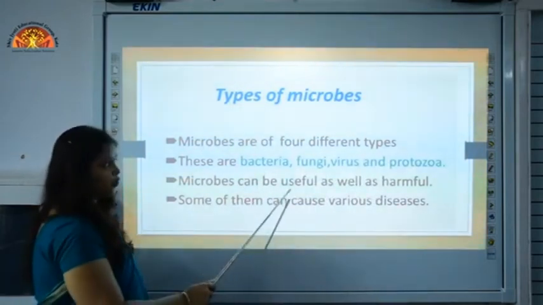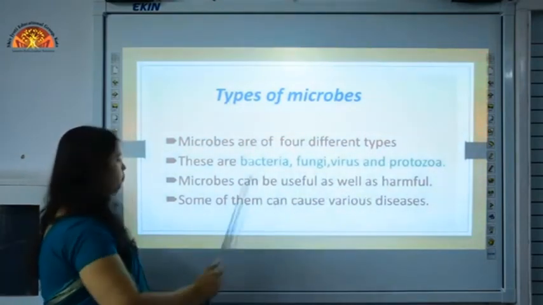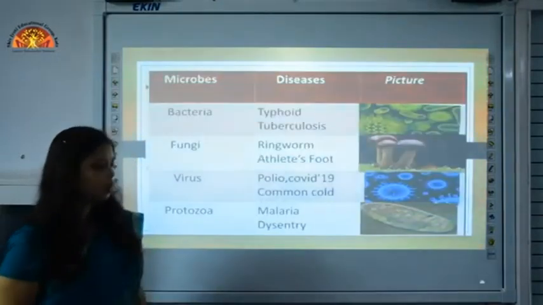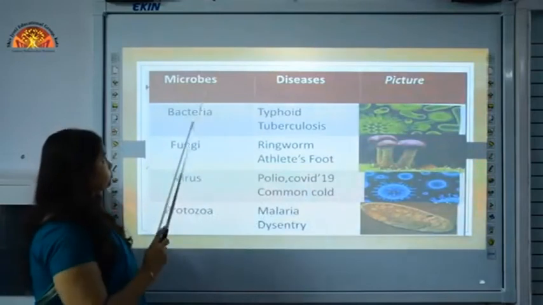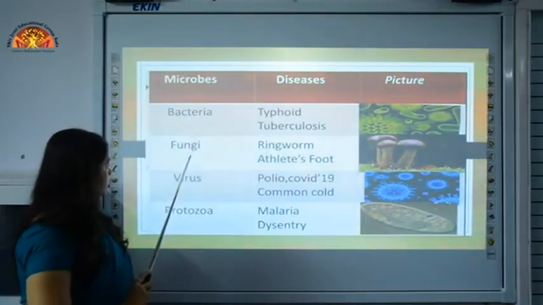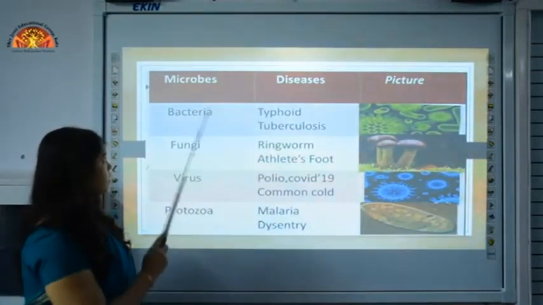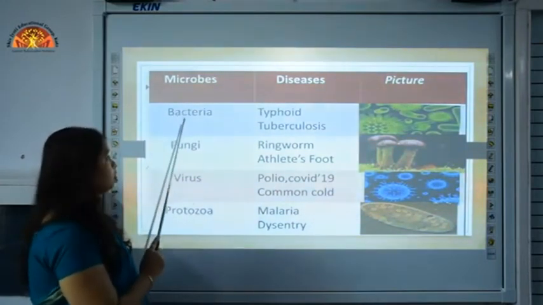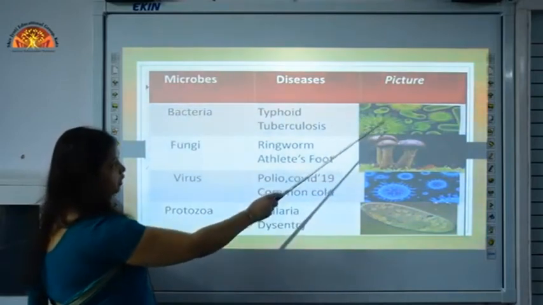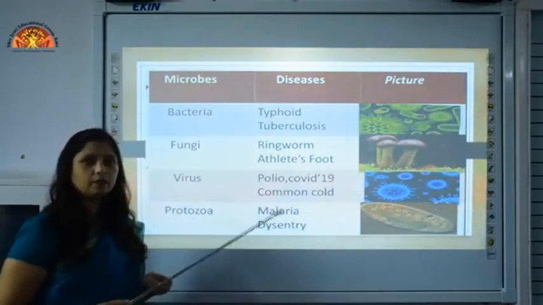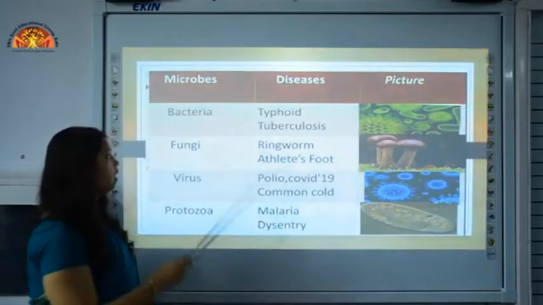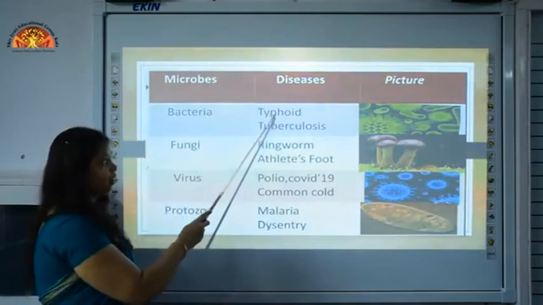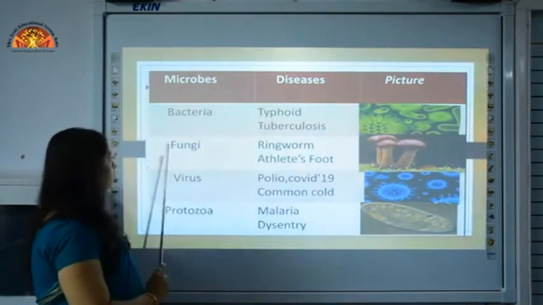Microbes can be useful as well as harmful. Some of them can cause various diseases also. Now have a look at this table. Here are some microbes given in the table. First is bacteria. You might have heard the word bacteria many times. You can see the pictures also over here. Bacteria may be rounded, they can be spherical, of various shapes, and some of the diseases caused by bacteria are typhoid, tuberculosis.